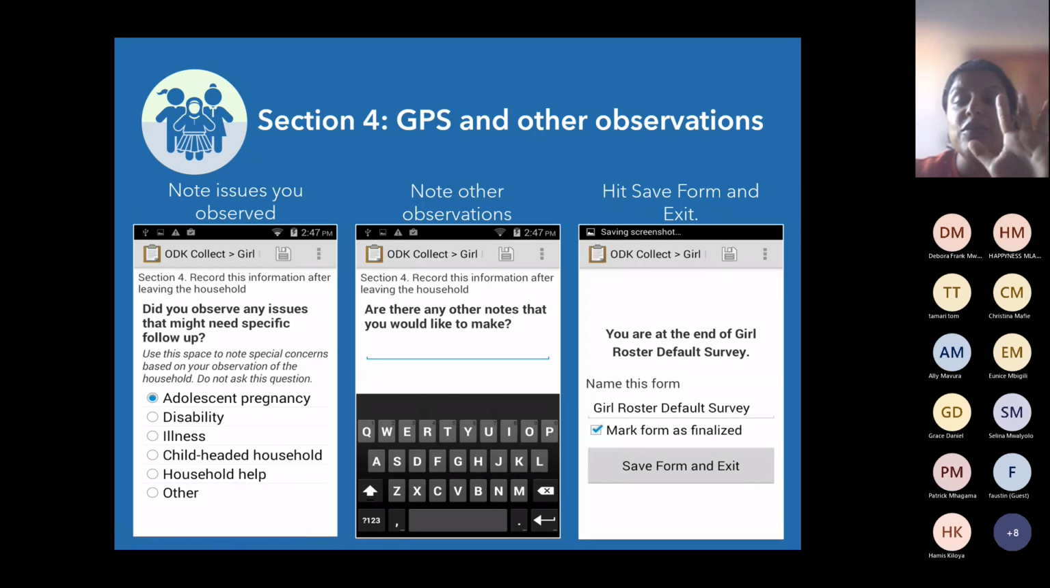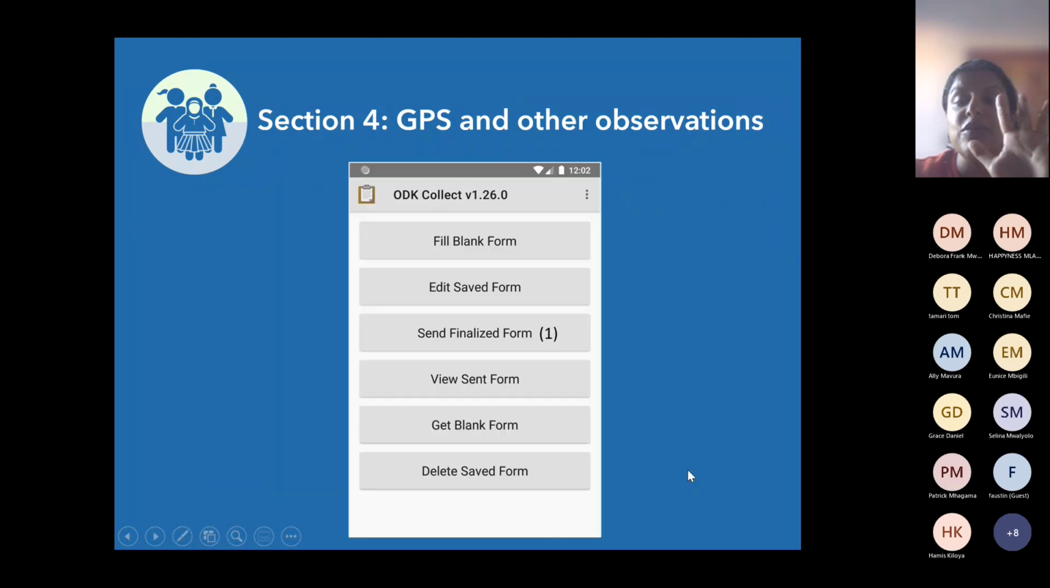For example, maybe the woman you were speaking to complained about how she's sick all the time. Even though you can't help her, you want to note that this is a household where there's a lot of sickness or illness going around. So whatever the other observations are, there's an opportunity to write as much as you like. Then you're going to swipe right. You're going to make sure the form is marked finalized, that the questionnaire is final. You're going to hit save form and exit, and it will bring you back to the main screen.